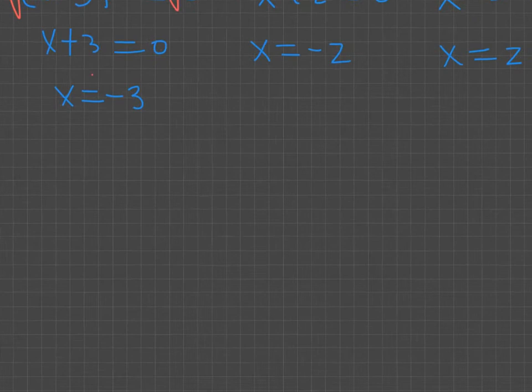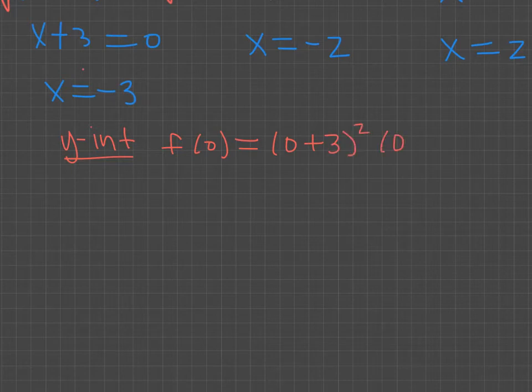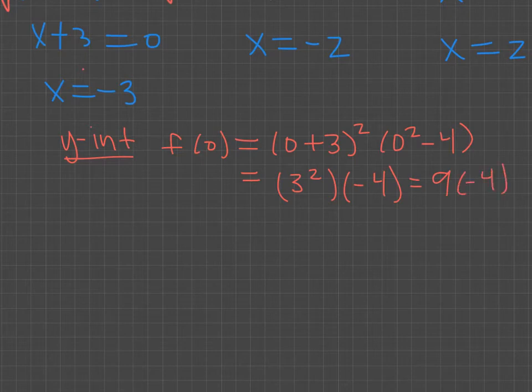All right, let's look at the y-intercept. Here's where we evaluate the function at 0. So plugging a 0 in, we're going to get 0 plus 3 squared, 0 squared minus 4. So that's going to give us a 3 squared times a negative 4, or a 9 times a negative 4, which is negative 36. Okay, so that's our y-intercept. y equals negative 36.